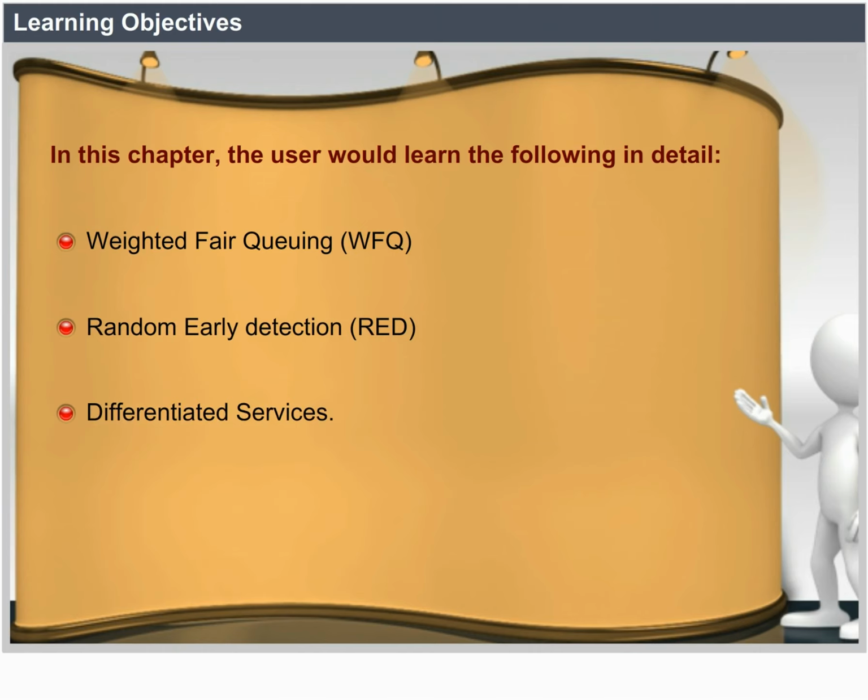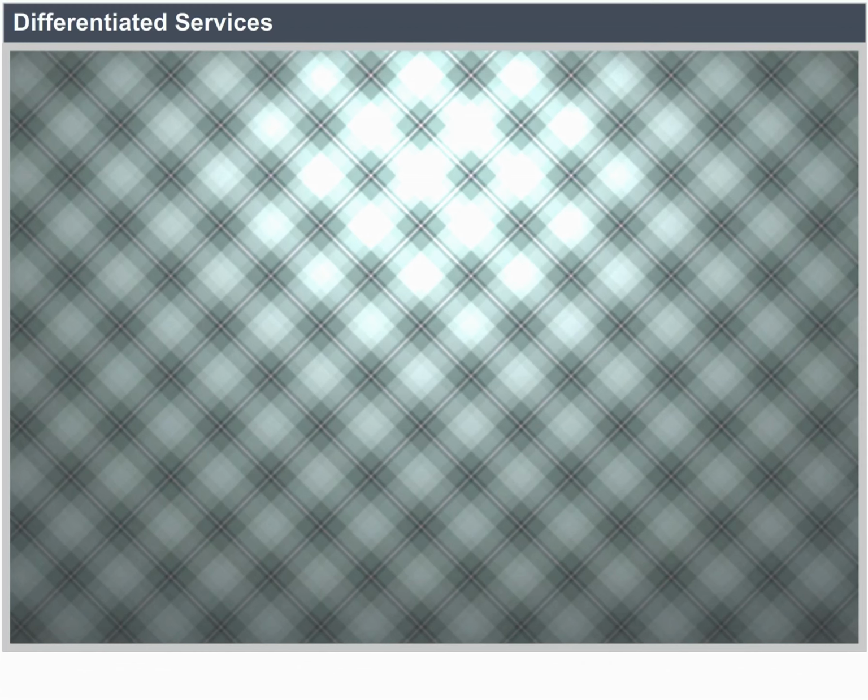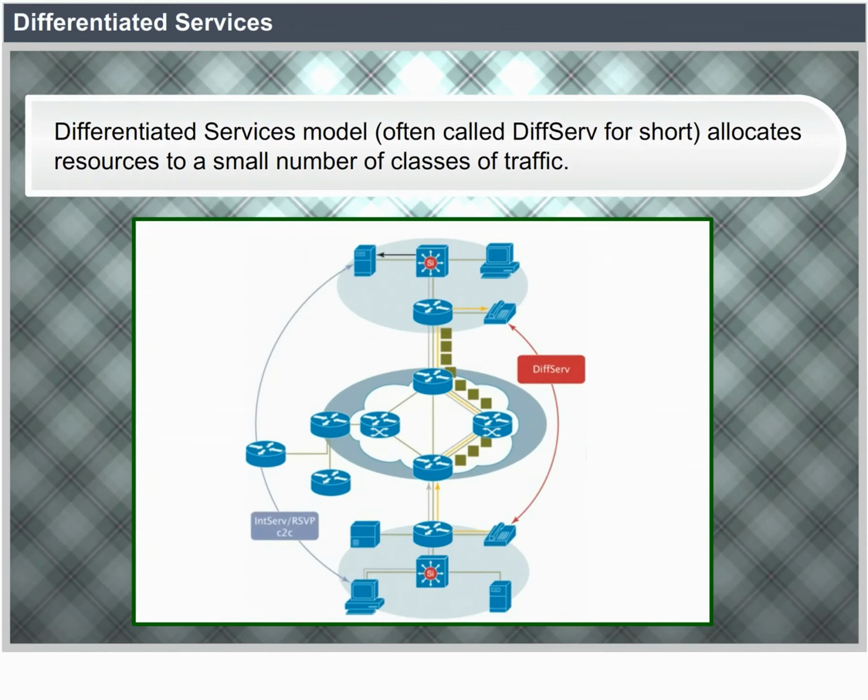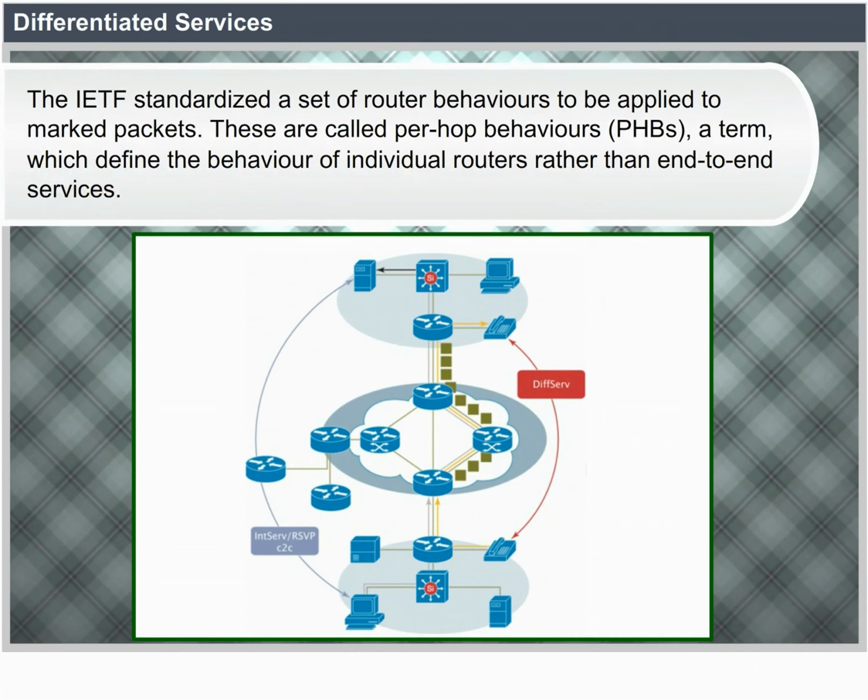Differentiated services. The differentiated services model, often called DiffServ for short, allocates resources to a small number of classes of traffic.